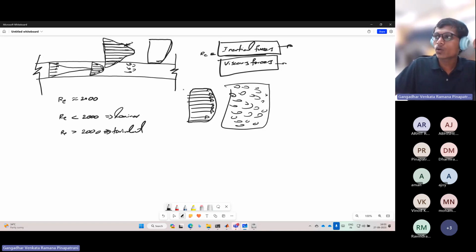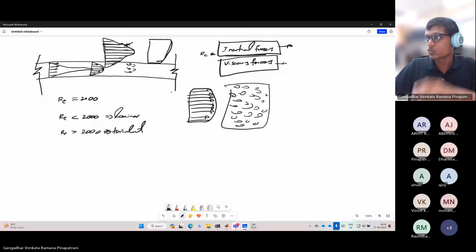Okay. How many of you now understood what this ratio is, what these inertial forces are, and what these viscous forces are? Just in a random, generalized way, not a detailed mechanics way. How many of you understood this now? You can just raise your hand. Only one, two, three, four.